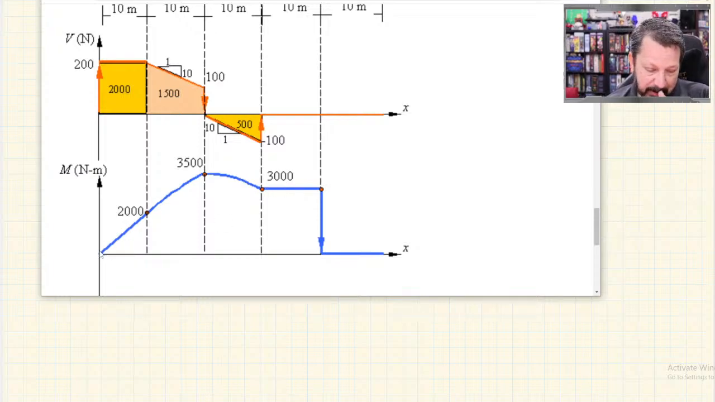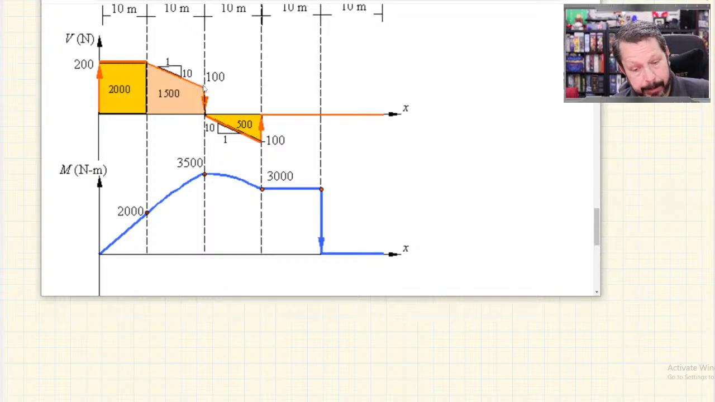Here, from the very left-hand corner up to this 2000 dot, that angle, we don't really know what that angle is, but the slope of it is right here. It's 200 newtons per meter, because the slope of this is equal to the value of the shear.